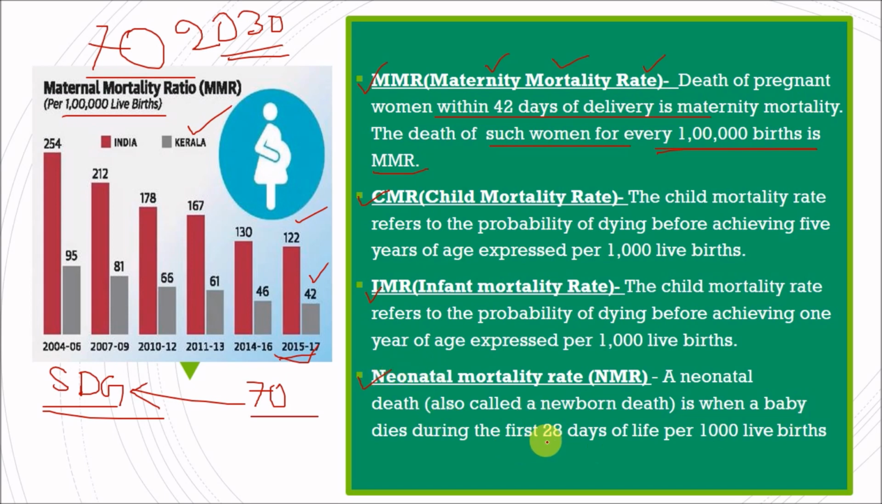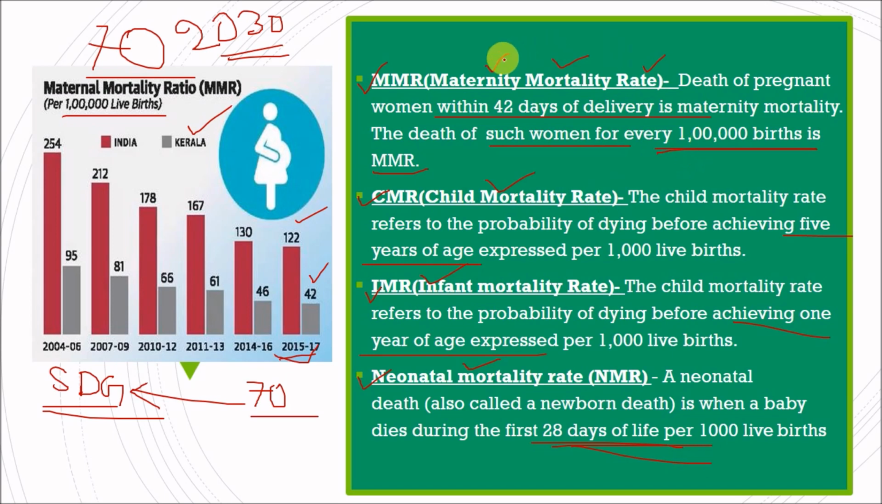If a child dies within the first 28 days of life, that will be calculated in the neonatal mortality rate. Similarly, if a child dies within 1 year of life, before achieving 1 year of age, that is the infant mortality rate. Now if a child dies before 5 years, then we call it the child mortality rate.